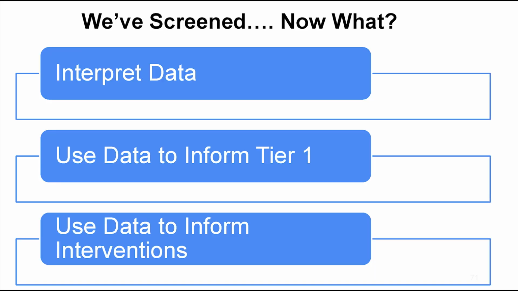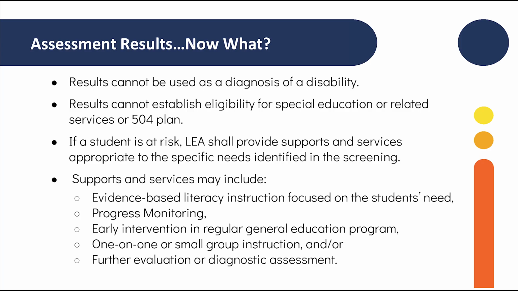And again, we've screened, now what do we do, right? Obviously, we have to dig into the data. It's great to have the information, but if we just tuck it away in a file folder, it doesn't really help inform our instruction, right? So we need it to inform our instruction. Use data to inform your tier 1 instruction in your class, and then inform your interventions. And again, I've mentioned this before, the results cannot be used as a diagnosis of a disability or any high stakes determinations.